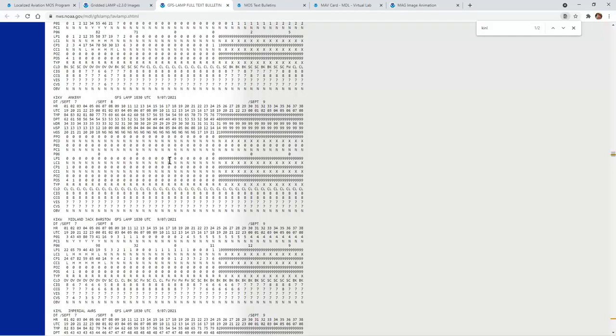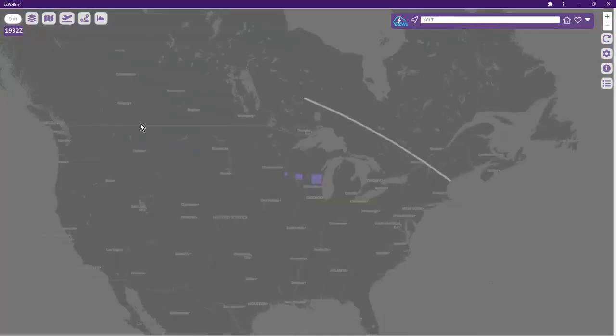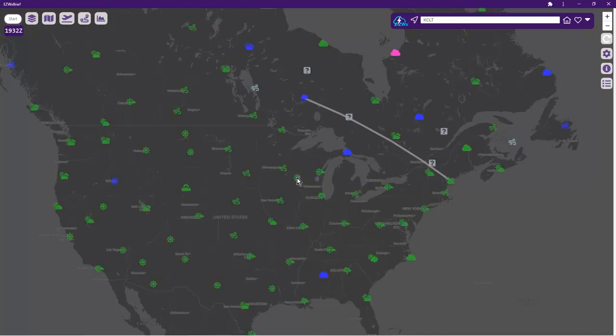Again, you can look at this data, and if you go to the map page, for instance, in EZWxBrief, I don't provide the MOS forecast here. Instead, it's called the EZ forecast, and the EZ forecast here essentially has a forecast that incorporates both the LAMP and GFS MOS and NAM MOS and other weather models to produce the forecast that you see here.